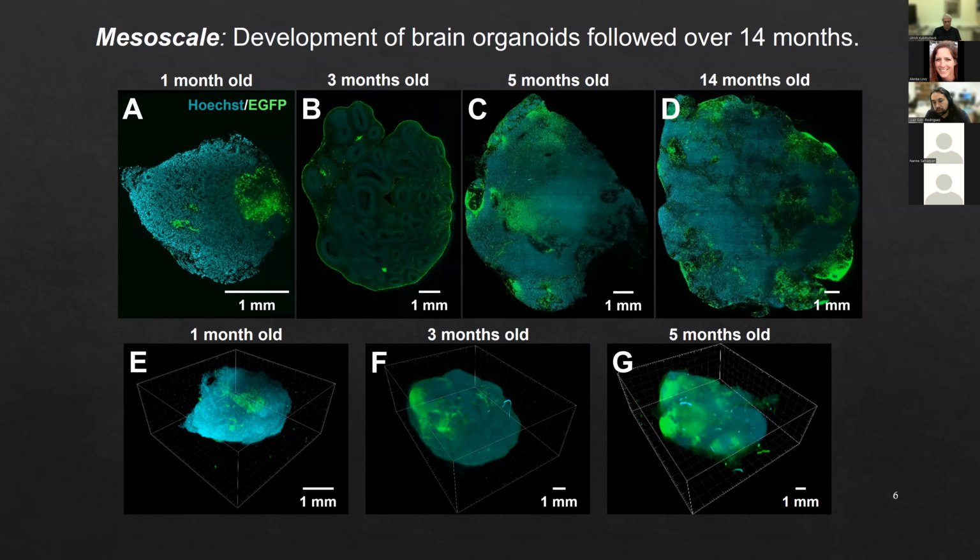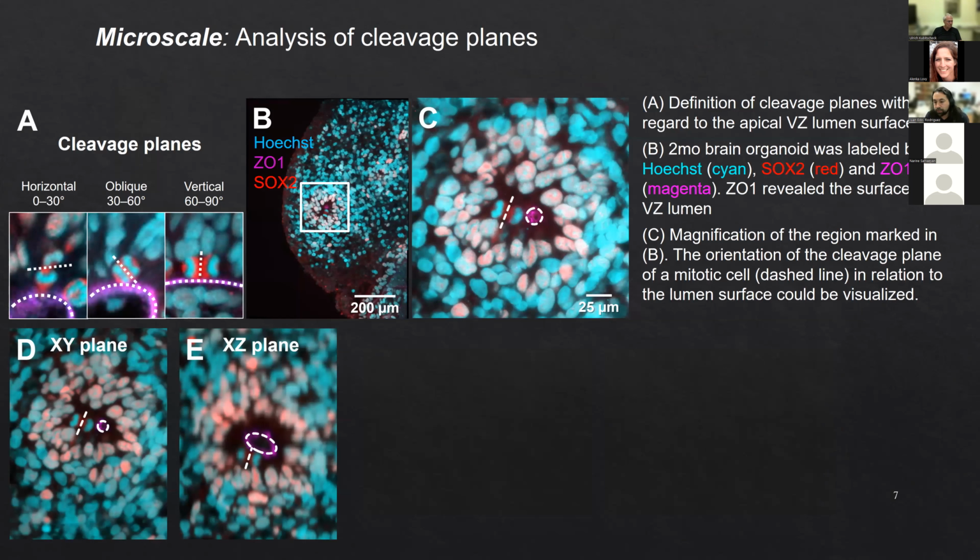Now, if we change objective and go to the microscopic scale, what we can do is analyze, for example, the cleavage plane in an organoid. Why is this important? Because there are some neuronal diseases that affect the incidence of these different cleavage planes. In A, we can see the definition of the 3 types of cleavage plane: horizontal, oblique, and vertical. This refers to the angle that the dividing cell forms with the apical surface of the ventricular zone.